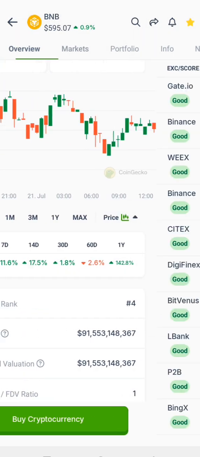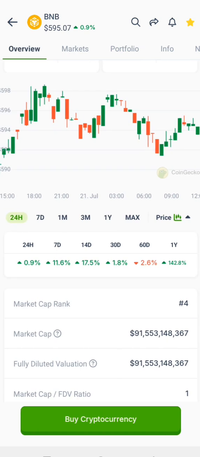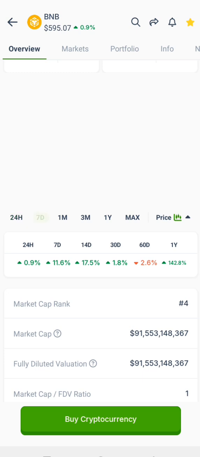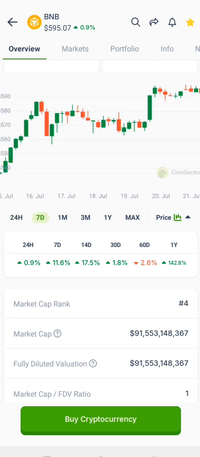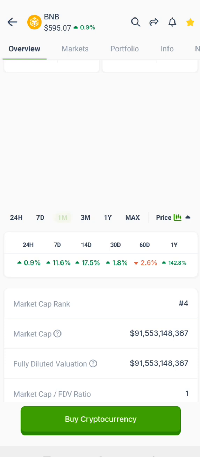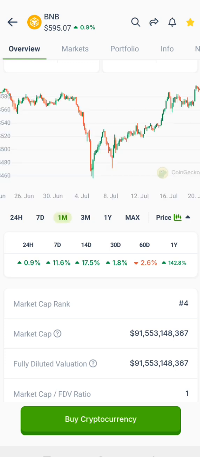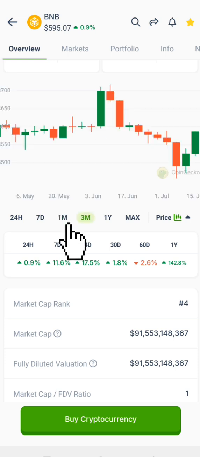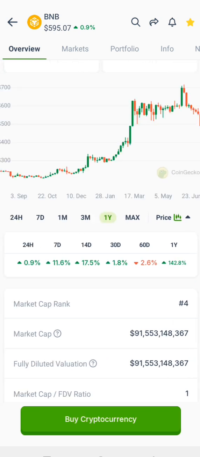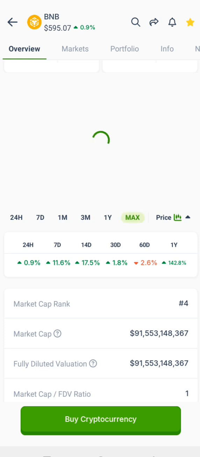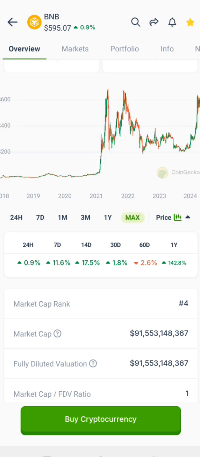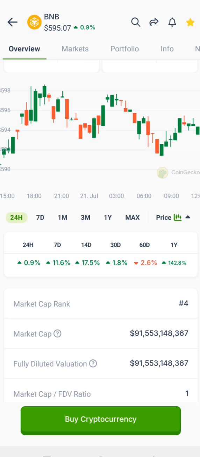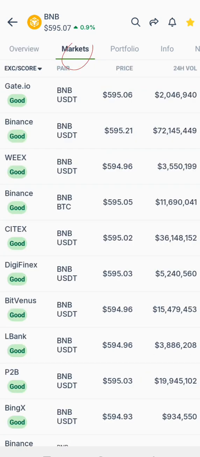So let's look at the market chart. So we change the market from other chart to this. Yeah, in 7 days, this is how the market has been performing. And let's look at the 1 month. In the past 1 month, this is how the market has been going. 3 months, 1 year, and maximum. That maximum is from 2 years and above. That's the meaning of that maximum. So this is how the market has been going for that period.